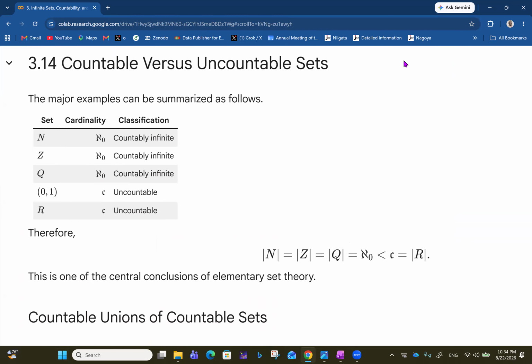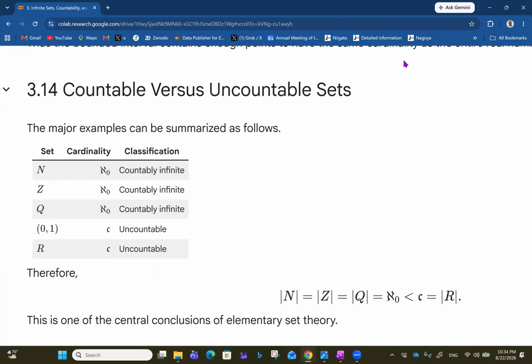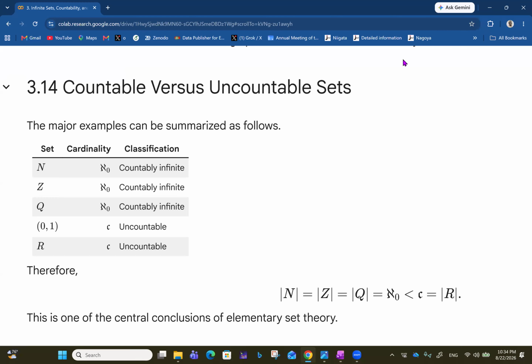Then we go on to talk about countable versus uncountable sets. In summary, the major examples are as follows. Natural numbers have cardinality aleph 0, countably infinite. Integers have cardinality aleph 0, also countably infinite. Rational numbers, the set of numbers that can be expressed as the ratio of two integers, have cardinality aleph 0, which is countably infinite. Then the open interval (0, 1) has cardinality C, the continuum cardinality, which is uncountable. And R is also uncountable.